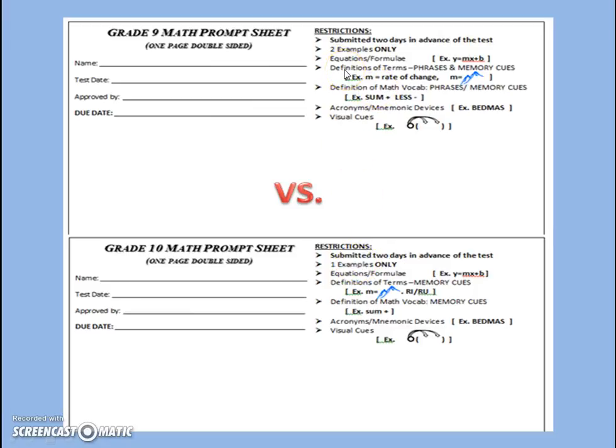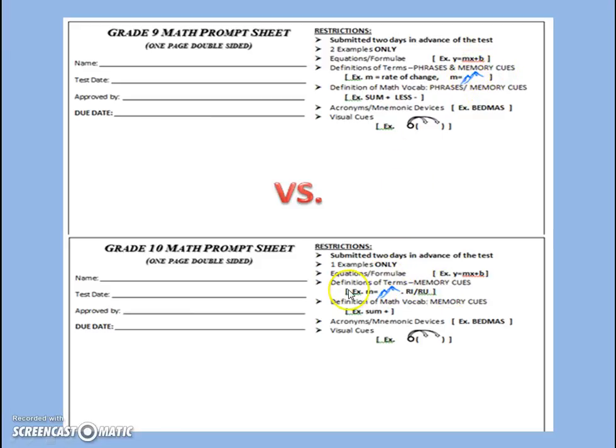Now, something that we've tailored specifically for the 9s and 10s is the definition of terms. So for example, a rate of change, M is equal to a rate of change. So identifying the variables, because again, that can be stressful on memory. Now there's 2 ways to do it. In grade 9, we will allow the phrase, and I've put an example here as a memory cue, the rate of change. So the slope is kind of like a mountain. So it's an easy way to remember rate of change.